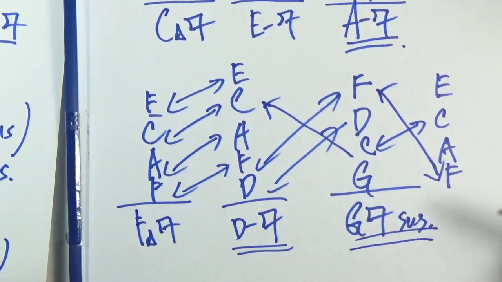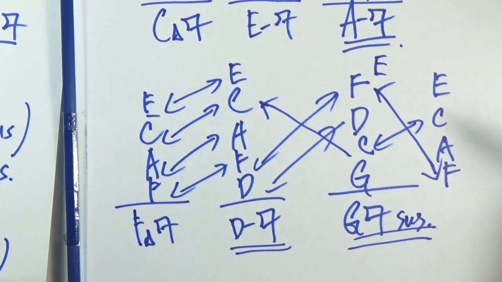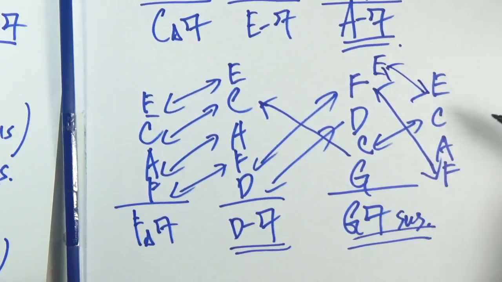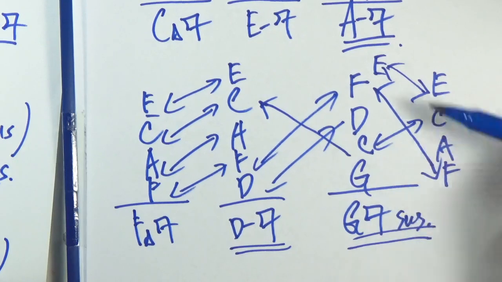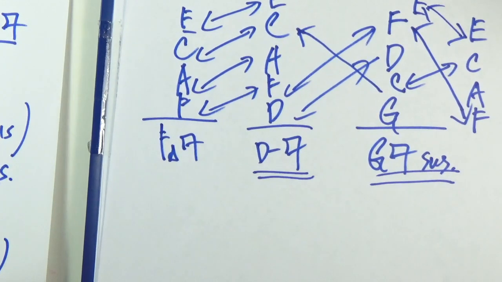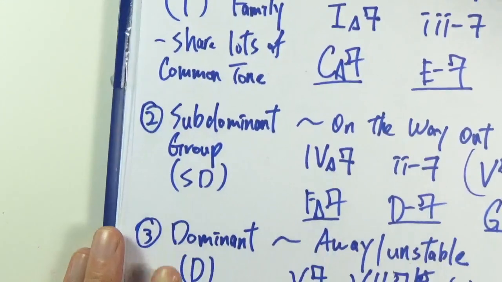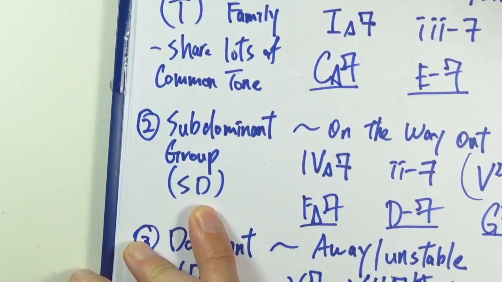And G7, if you go to G13, which is a common tension that we add to a dominant 7 chord, actually you would share 3 common tones, okay? So really it is quite common for these 3 chords to be used interchangeably, okay? So that's the second chord group we need to know, subdominant group, okay? SD, shorthand.